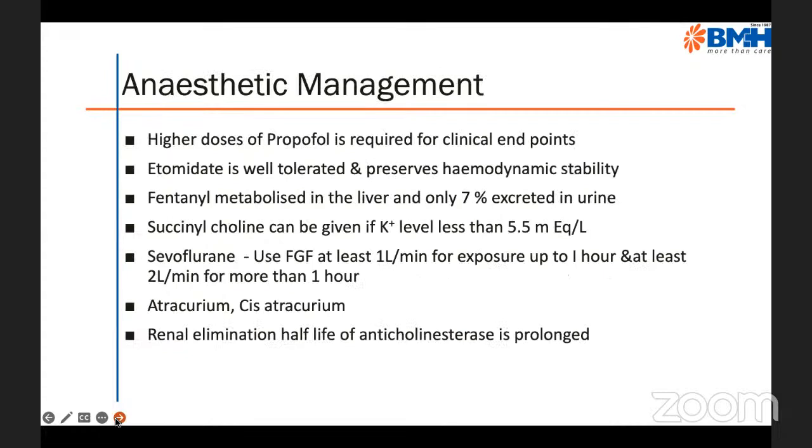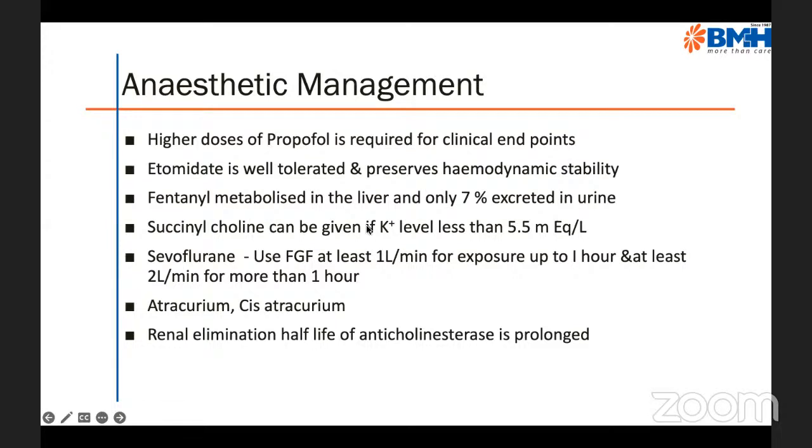So I'm not going into the pharmacology, but for completion's sake, I am highlighting that higher doses of propofol are required for clinical endpoints. Etomidate is well tolerated and preserves hemodynamic stability. Fentanyl is much safer than morphine and pethidine because fentanyl is metabolized in the liver and only 7% is excreted in the urine, and the metabolic products don't have much action.